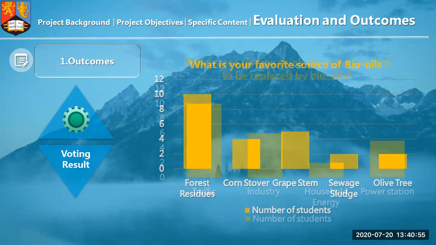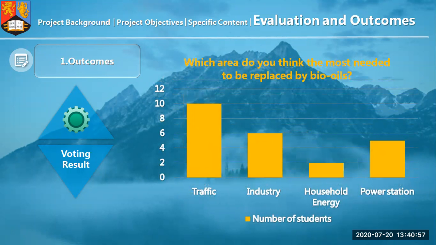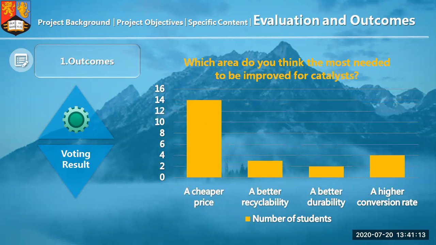The second question is, which area do you think is most needed to be replaced by boilers? As expected, most people think traffic is the main problem of environment pollution. The third question is, which area do you think is most needed to be improved for a catalyst? People choosing a cheaper price account for the maximum ratio. In fact, it is also my main challenge.